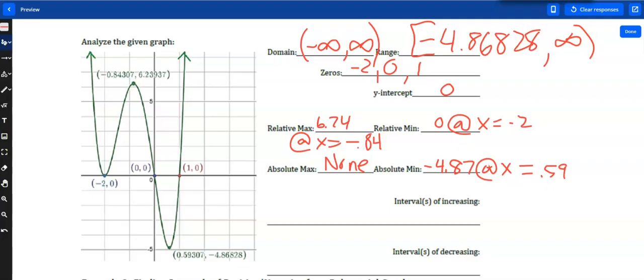Intervals of increase, so starting from left to right, so from -infinity to -2, it's decreasing. So -infinity to -2. But from -2 to -0.84, decreasing.